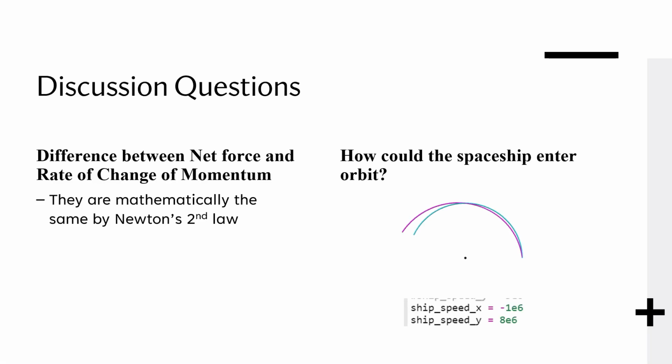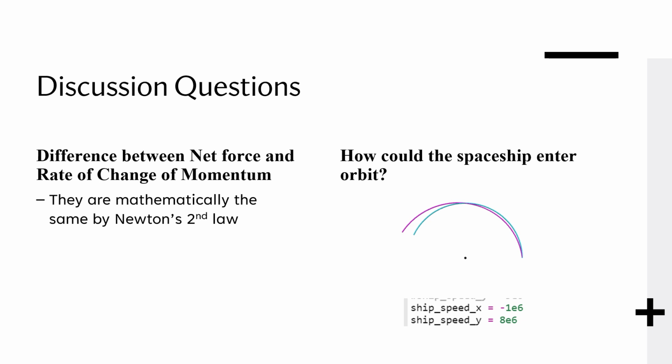Here are the discussion questions for my lab. What is the difference between the net force and the rate of change of momentum? These are actually the same. They're equivalent using Newton's second law. It states that the net force is equal to the change of momentum over the change in time. So these two are mathematically equivalent, but it's easier to calculate the change of momentum rather than the net force, because instead of calculating each force and their components, you just have to calculate the change of momentum, which can be found as the mass times the change of velocity over the change in time.